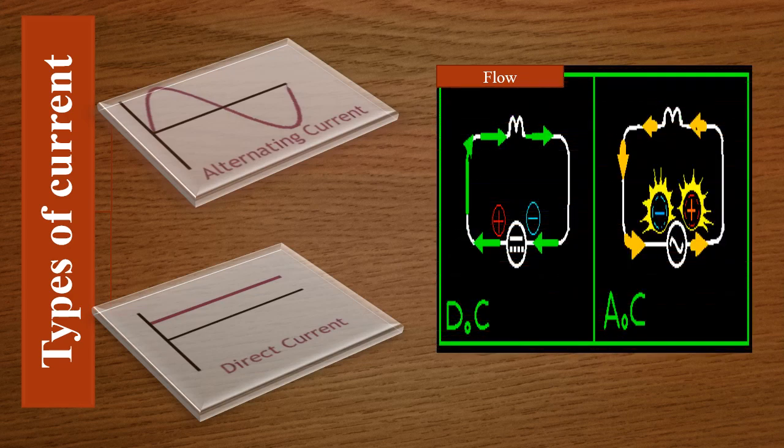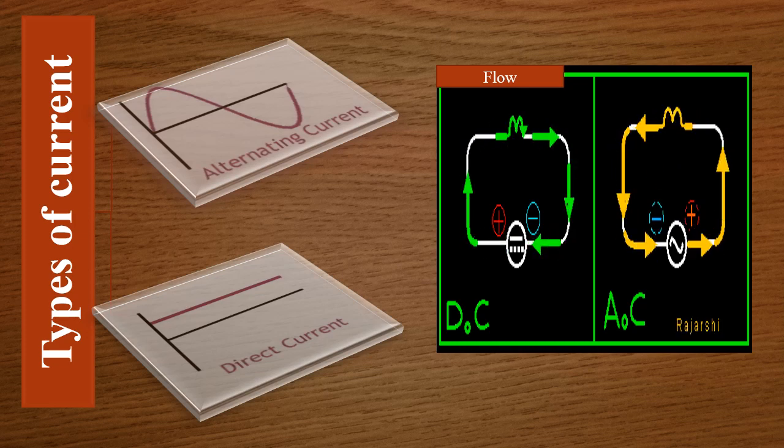There is the direction of flow. DC current is flowing in one direction, but AC current is changing its direction with time. The AC current which we use in our country changes its path 50 times per second.